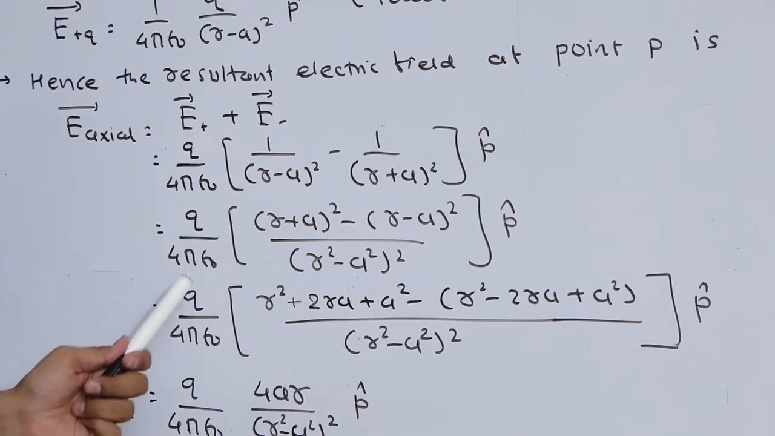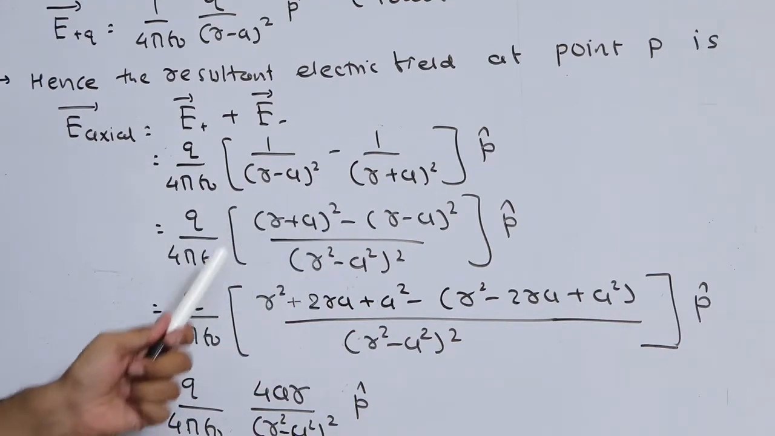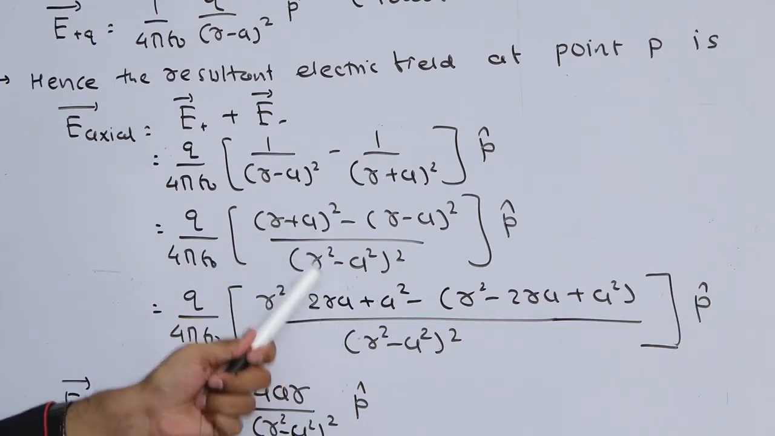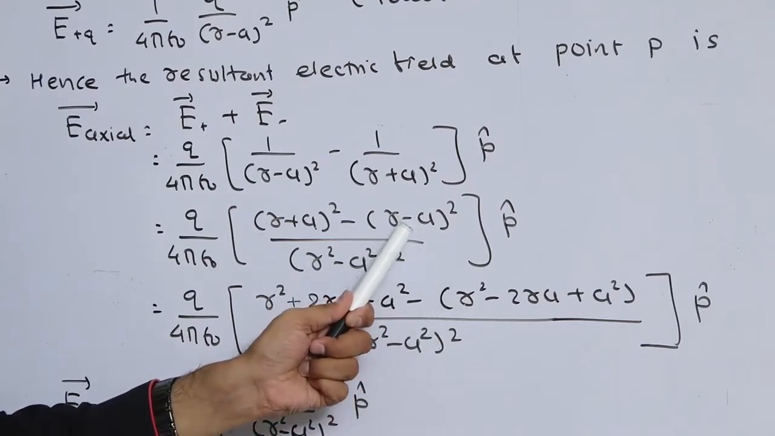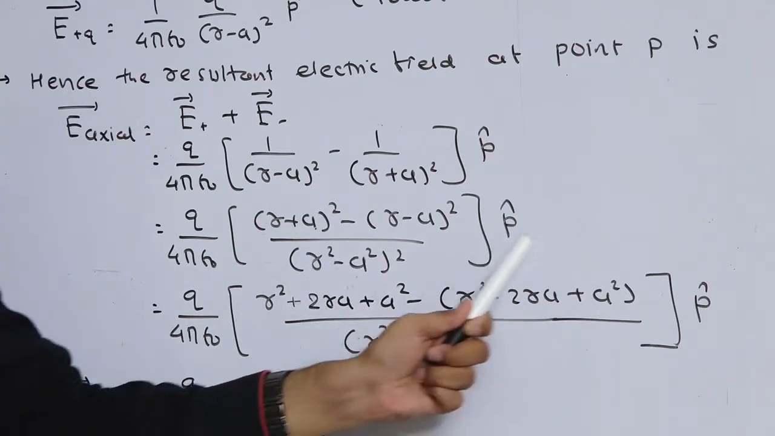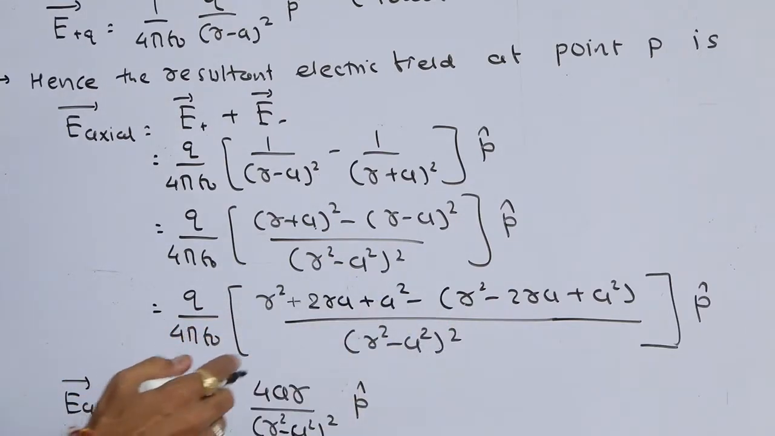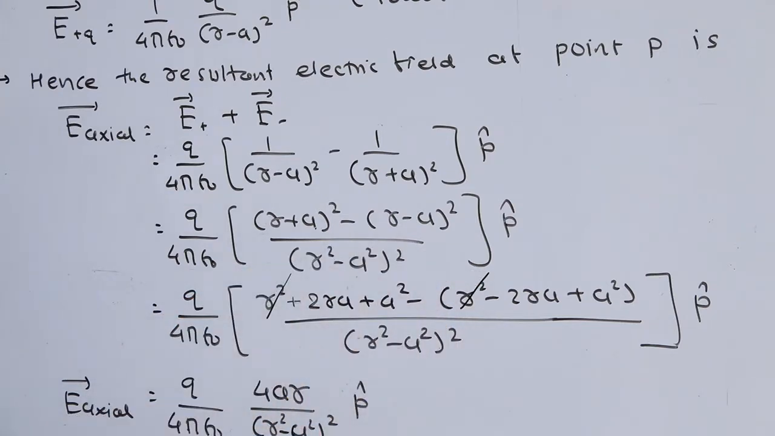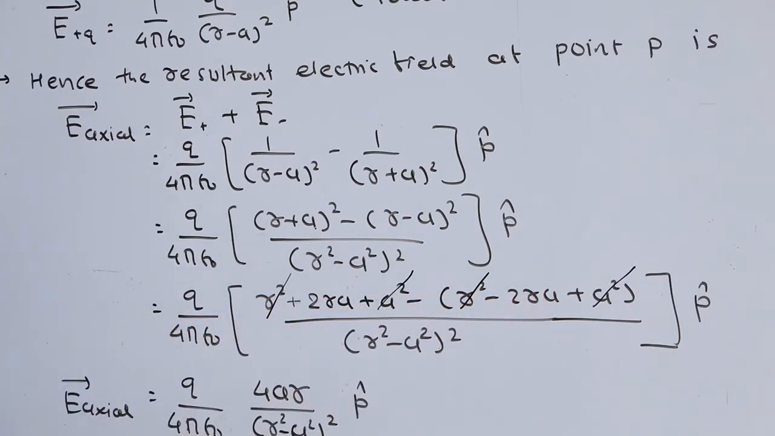Next step, again q upon 4 pi epsilon 0 as it is. Now write down the expansion of (r plus a) whole square: r square plus 2ra plus a square, minus, again the expansion r square minus 2ra plus a square, divided by (r square minus a square) whole square, p cap as it is. Now you can see that plus r square and minus r square cancel. Again, minus into plus is minus, so the a square terms cancel, and minus into minus gives plus 2ra plus 2ra, which is 4ra.